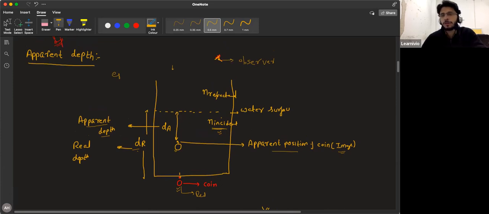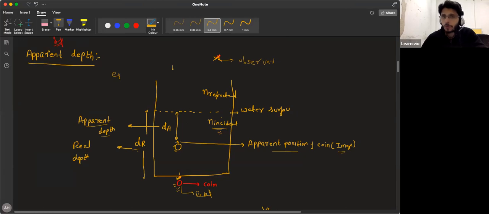You place the coin here. This is the actual position of the coin, the real position of the coin. Now you fill this beaker with water. The actual position of the coin is here. But if you look at this point from this position, you will find that the coin will not appear here. The coin will appear here.